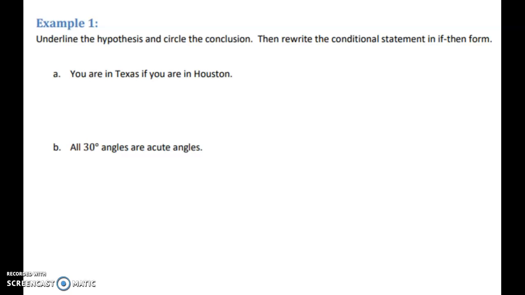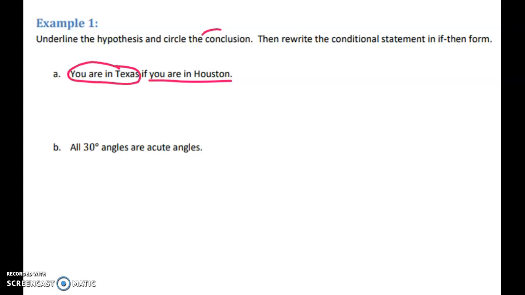All right, so we're going to use our foldable to complete these notes. Example 1 says, underline the hypothesis and circle the conclusion. Then rewrite the conditional statement in if-then form. Example A says, you are in Texas if you are in Houston. The hypothesis is after the if, you are in Houston. The conclusion is that you are in Texas.